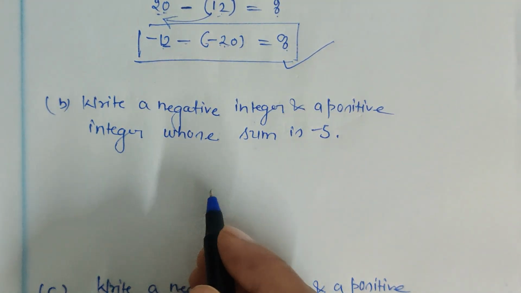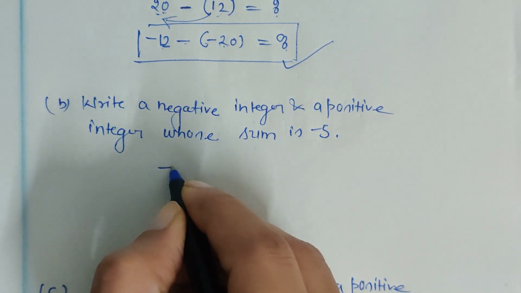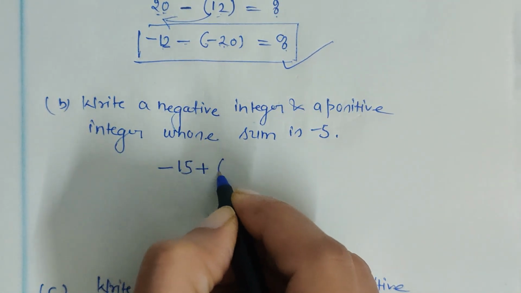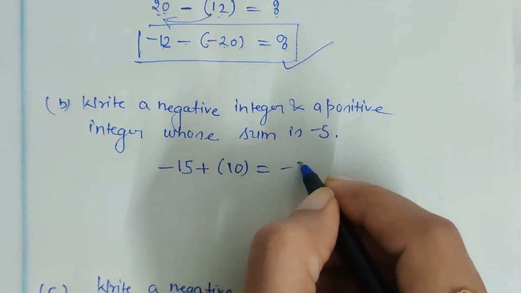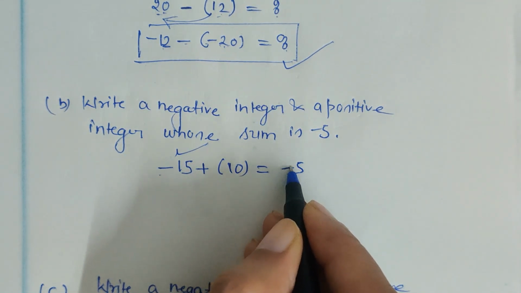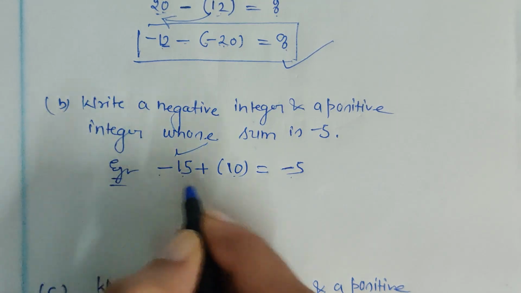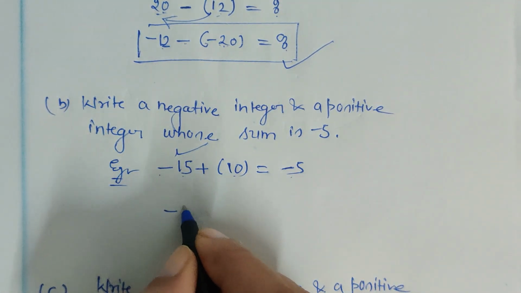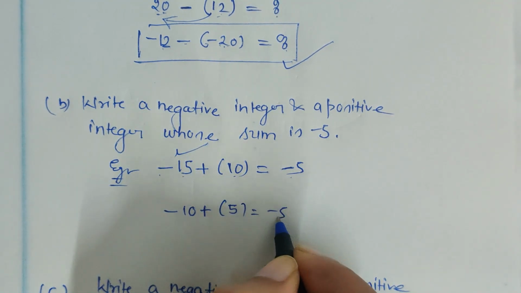Write a negative integer and a positive integer whose sum is minus 5. So if I choose minus 15 and a positive integer, let us say 10, its result is minus 5, because the greater number is this and it has a negative sign, so the answer will also have a negative sign. Minus 15 plus 10 is minus 5. We can have several other examples for the same, like if I write minus 10 plus the other positive integer 5, this is also minus 5.